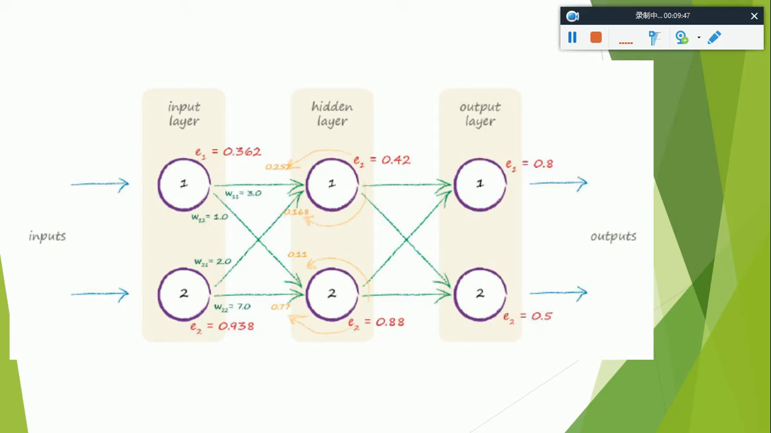So this is a backward process. This is basically the basic idea of the neural network, in which the weight plays an important role in the training process.